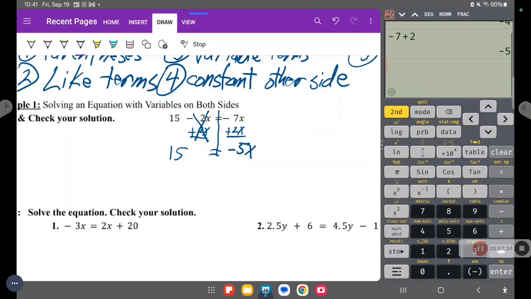So we're going to divide by -5. This is why we're not friends. Because I'm not graduating. So that's going to cancel. We're left with x. 15 divided by -5 is -3. Okay?